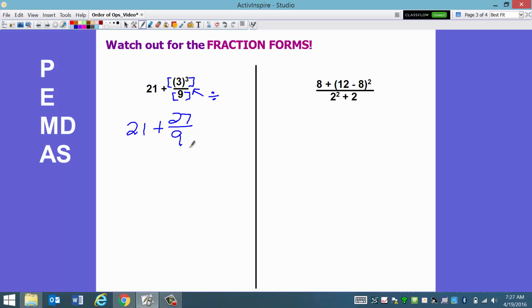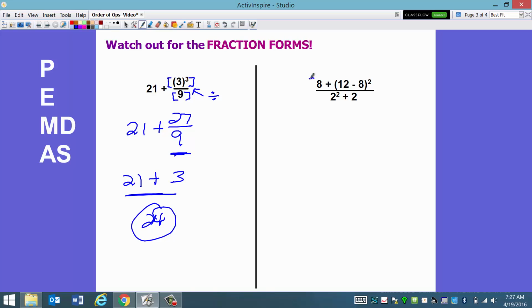Now I have addition, and I have division. PEMDAS says to do the division first. So I'm going to do 27 divided by 9 is 3. Bring down my 21 plus, and finally I add them, and I get a final answer of 24. So that one was pretty easy. But what about if we have a problem like this one, where there are multiple operations in the numerator and multiple operations in the denominator?